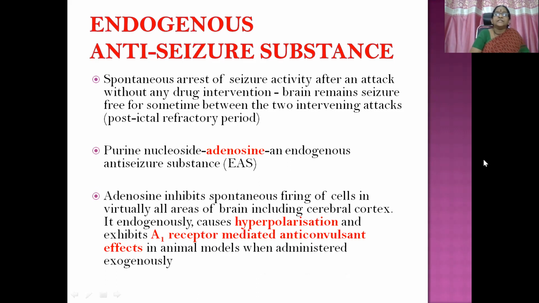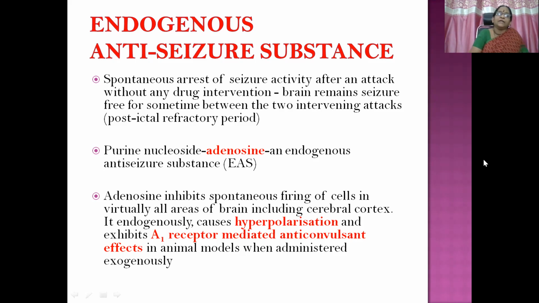Then, what is this endogenous anti-seizure substance? Let us see. Spontaneous arrest of seizure activity after an attack without any drug intervention. One seizure has happened and that seizure gets dissolved itself. So there is no further second seizure attack, even though you don't put the patient on any drug therapy. Okay. So the brain remains seizure free for some time between the two intervening attacks, that is the post-ictal refractory period.